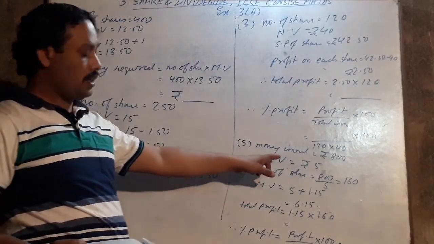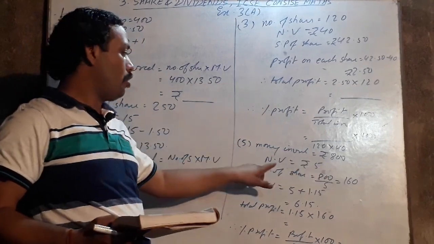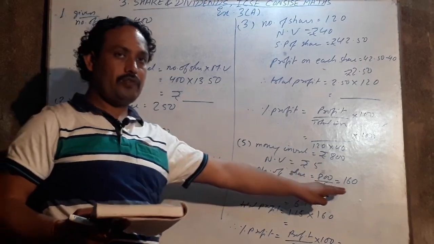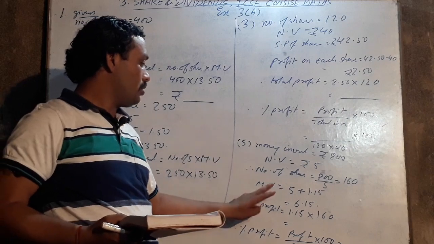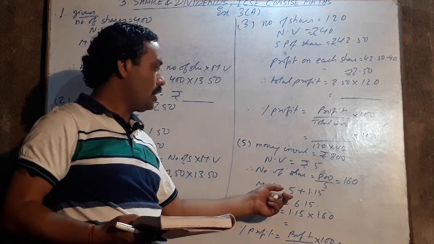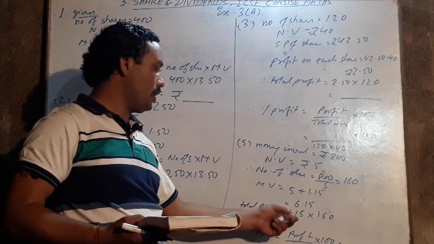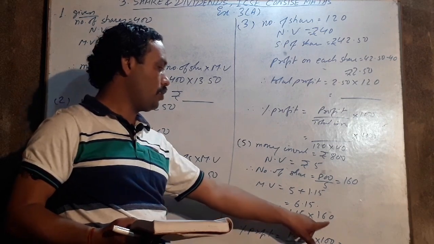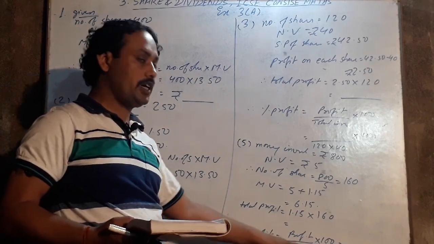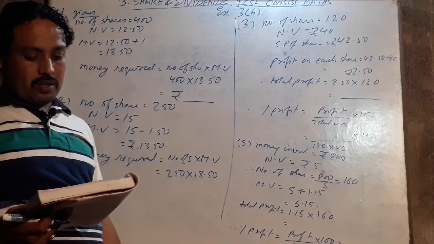Solve this question. You understand this question. Money invested is 800. Nominal value is rupees 5. Number of shares, you will find like this. Then market value will be nominal value plus the premium, you will add that. Total profit will be profit on one share into number of shares. Percentage profit will be equal to profit by money invested into 100. So till question number 5 we have done.